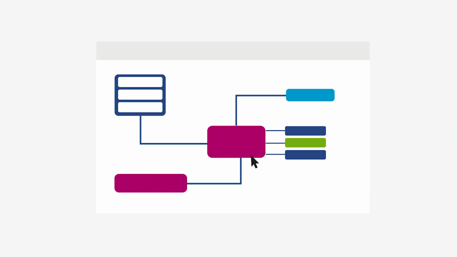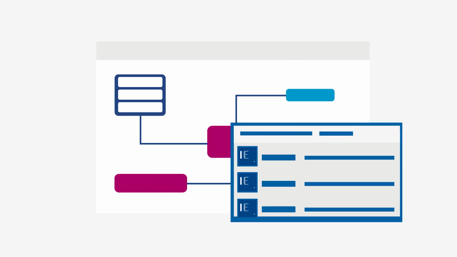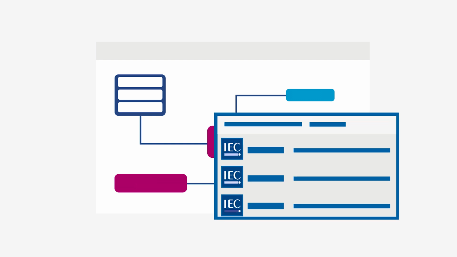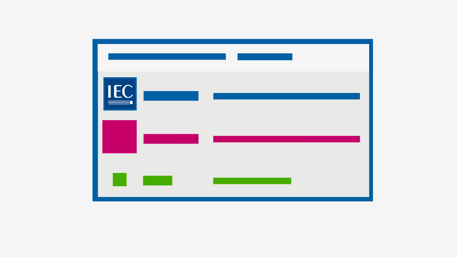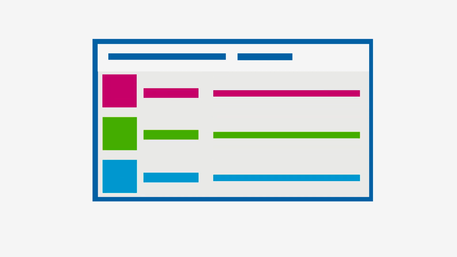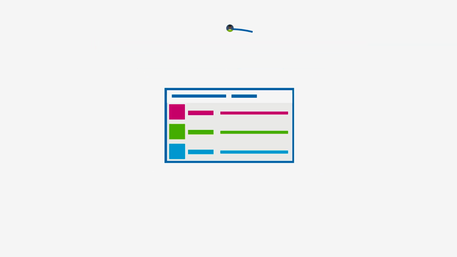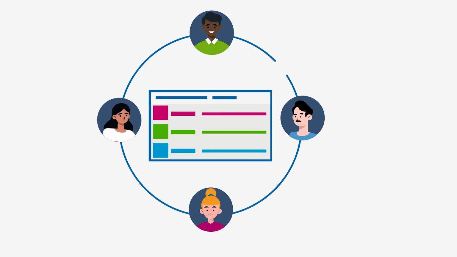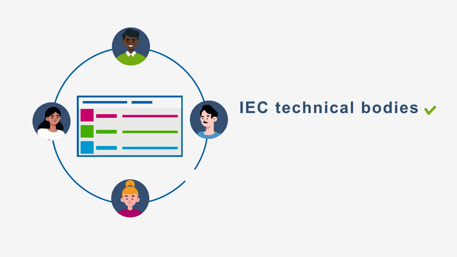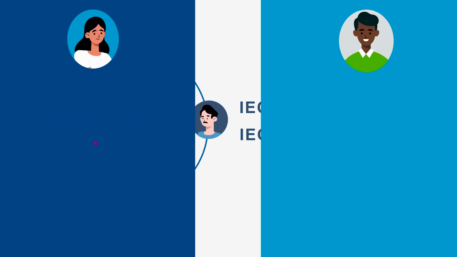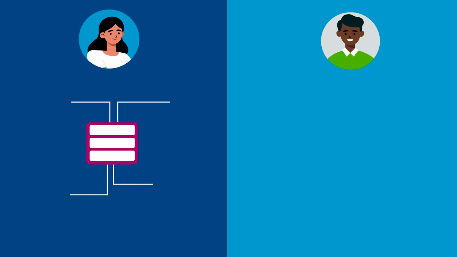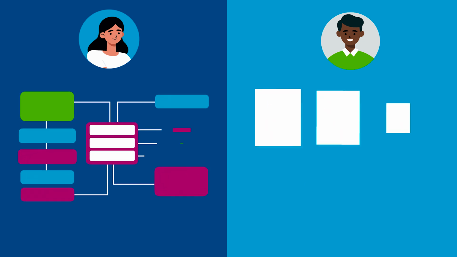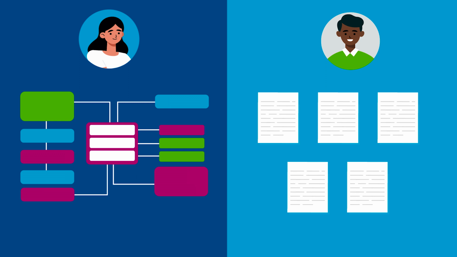The IEC mapping platform is not limited to IEC publications. It can include references to standards from other organizations, regulations, and conformity assessment test reports, and is available to the IEC community, including all IEC technical and advisory bodies. Technical experts can use it to better visualize their activities, and standards users can better understand what standards are available and how they relate to each other.